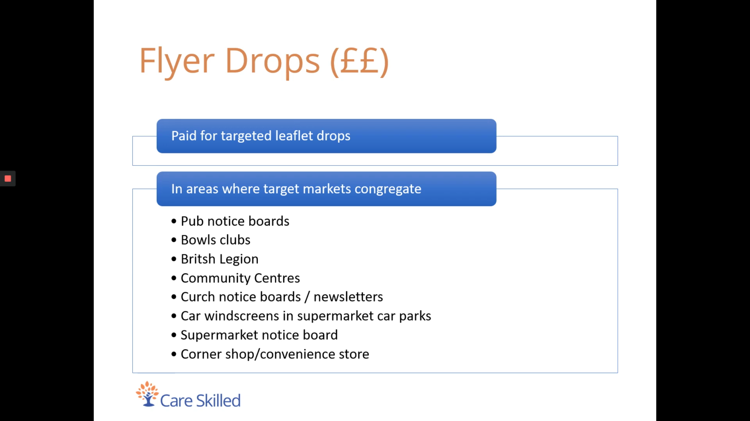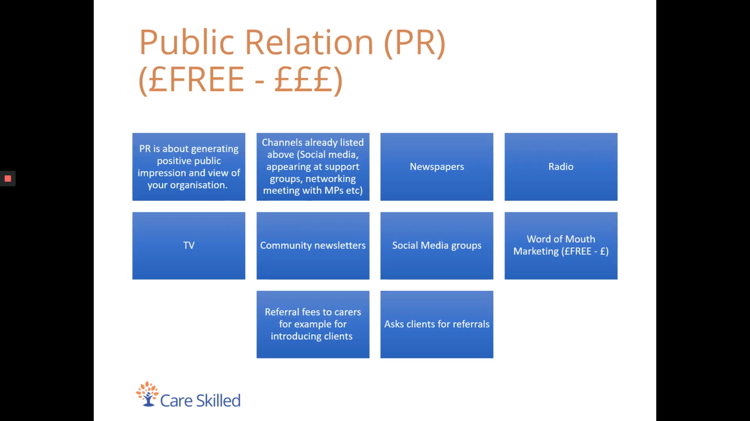We can also do it ourselves in areas where our target market congregate. So we want pub notice boards, we want our flyers up on there, in bowls clubs, in the British Legion, and community centres, church notice boards and newsletters, car windscreens in supermarket car parks, supermarket notice boards. Corner shops and convenience stores often have cards or displays in their windows that they'll charge you 50p or £1 or whatever a week. Get them in there. So all these things together, working together.